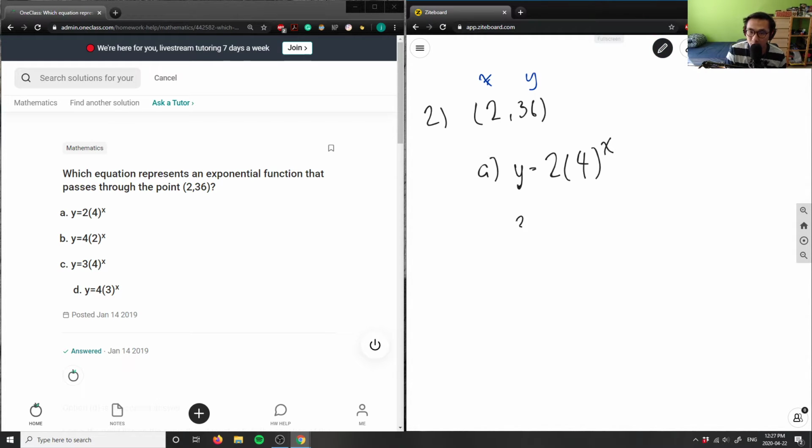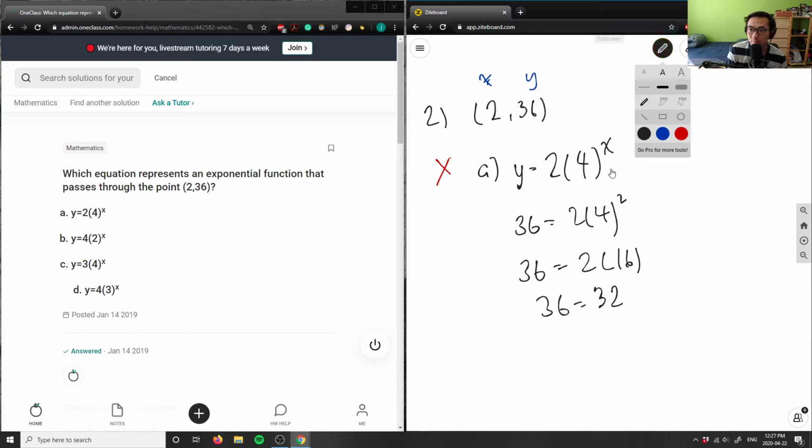So y here would be 36 equals 2 times 4 to the power of 2, right? In this case, 4 squared is 16. I have 36 equals 32 here. So in this case, A is the wrong answer. It does not satisfy this problem. So let's look at B.